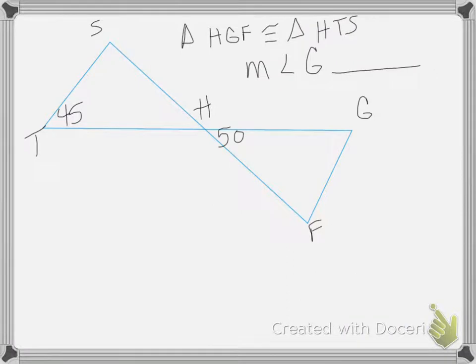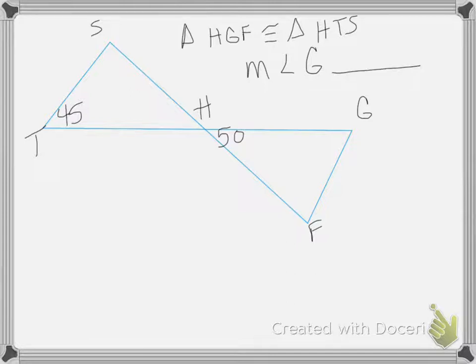Okay, this is number 2. It says triangle HGF is congruent to triangle HTS. So same size, same shape. I'm going to show you the shortcut.